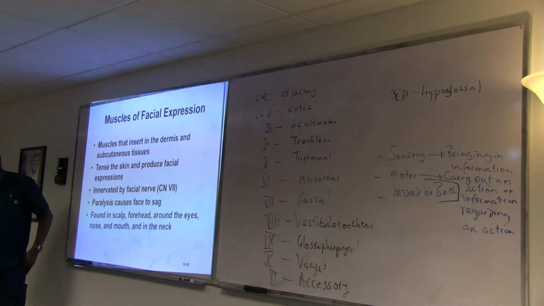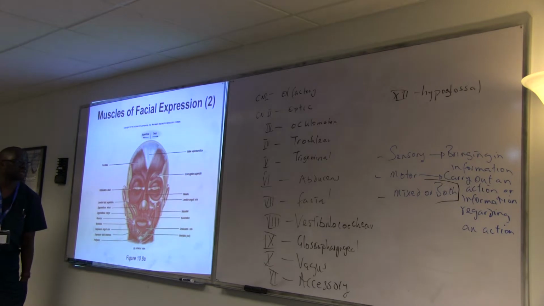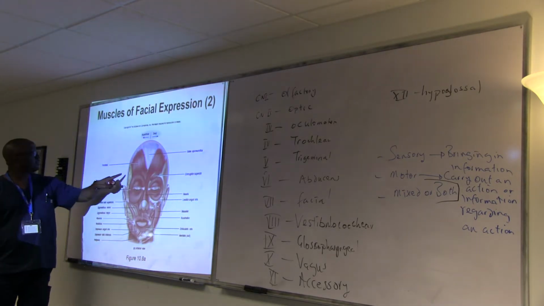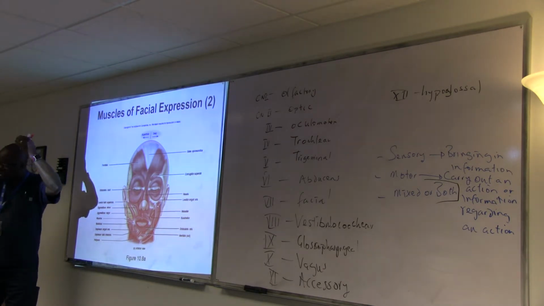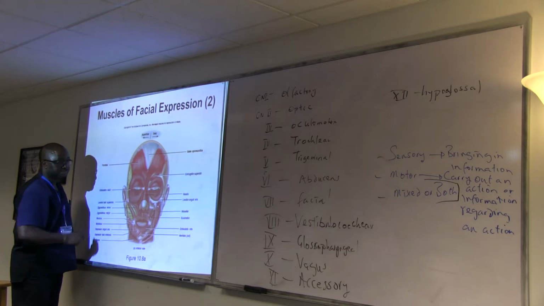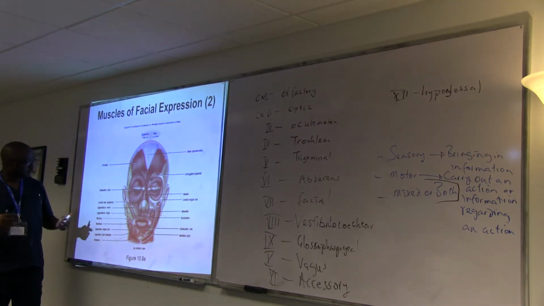So where do we find these muscles? We see them in the scalp, forehead, around the eyes, nose, mouth, and in the neck. So there we go. You can see frontalis, which is right there. You can see orbicularis oculi, which is around the eye. Just going to take a few.